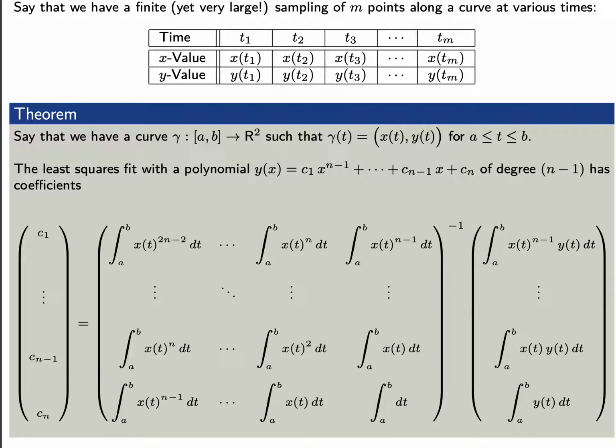So here, the coefficients c1, c2 through c sub n can be expressed as the inverse of an n by n matrix times an n-dimensional vector. Here, the entries are given by the integrals of a power of x of t times y of t, where we're approximating our sums over these m points with an integral.